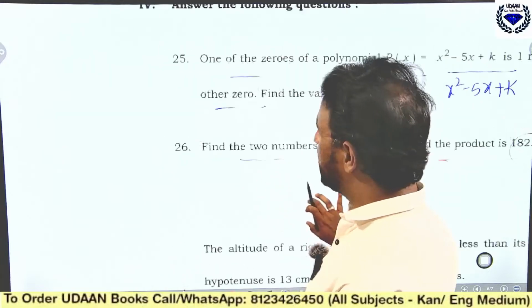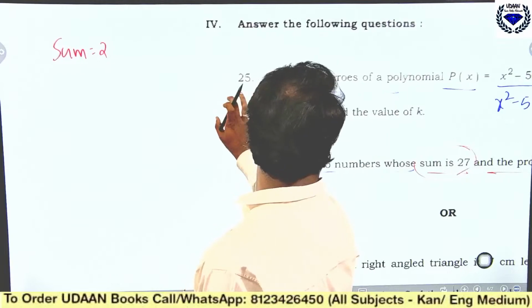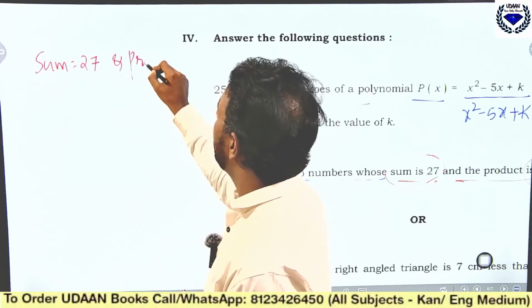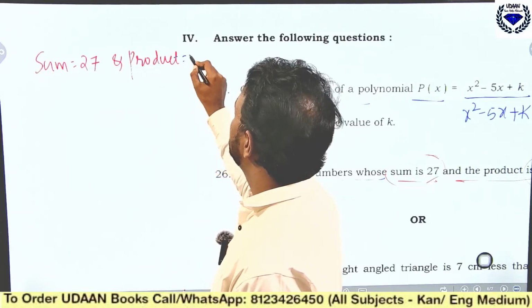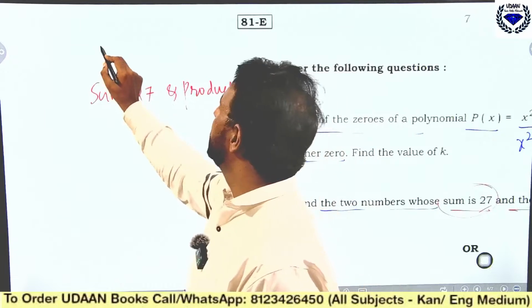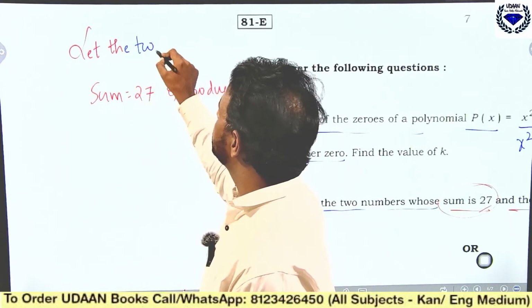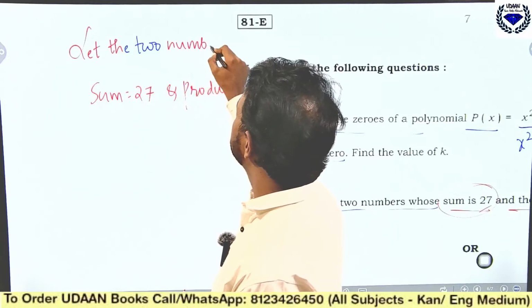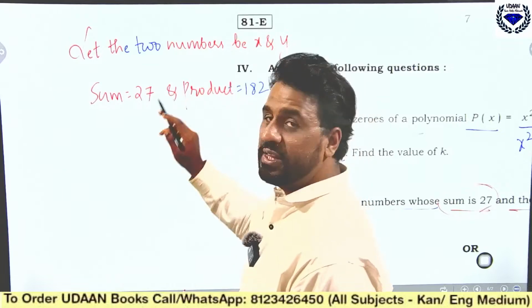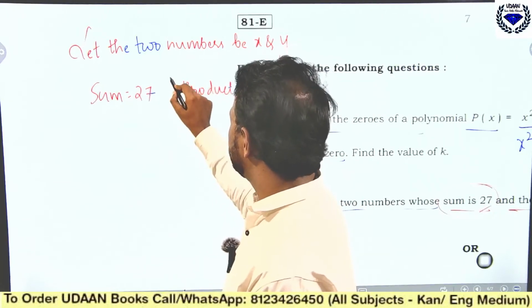See, sum is given as 27 and product is given as 182. So find the two numbers, they said. So you can assume that the two numbers are X and Y. I am solving by the quadratic equation method. So let the two numbers be X and Y.